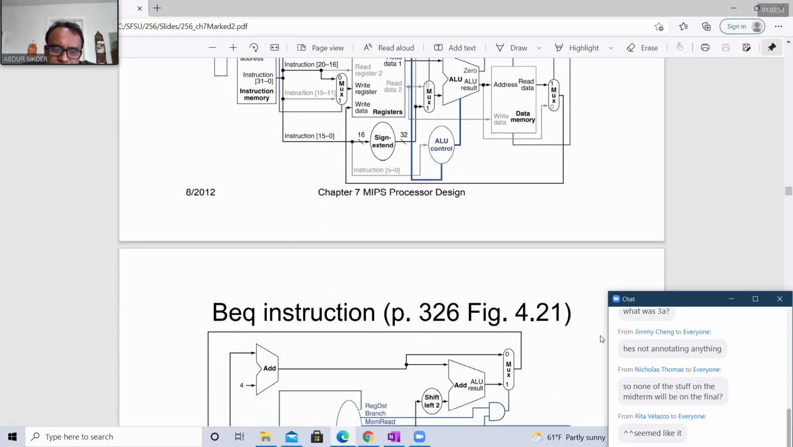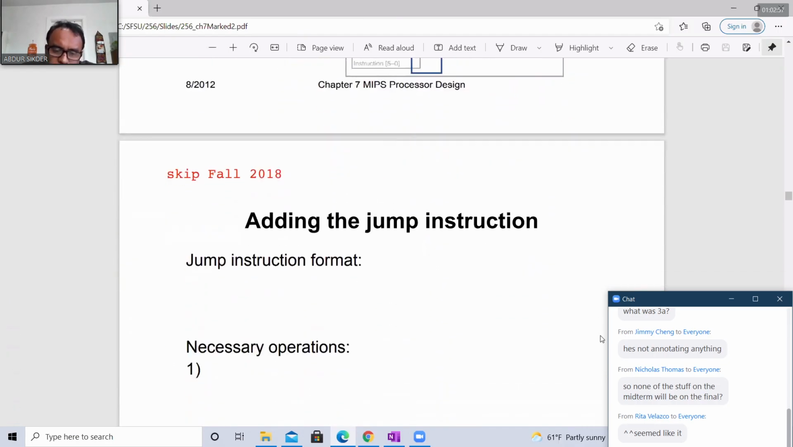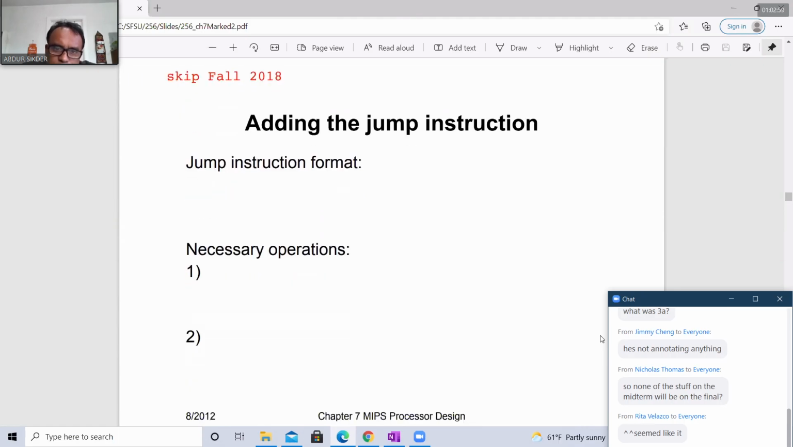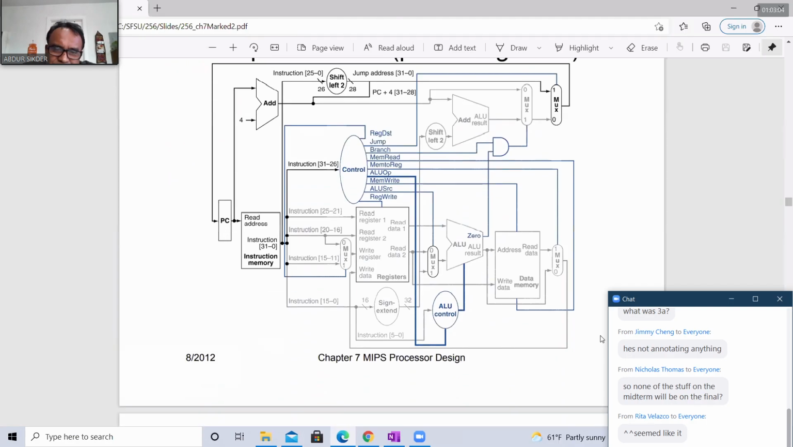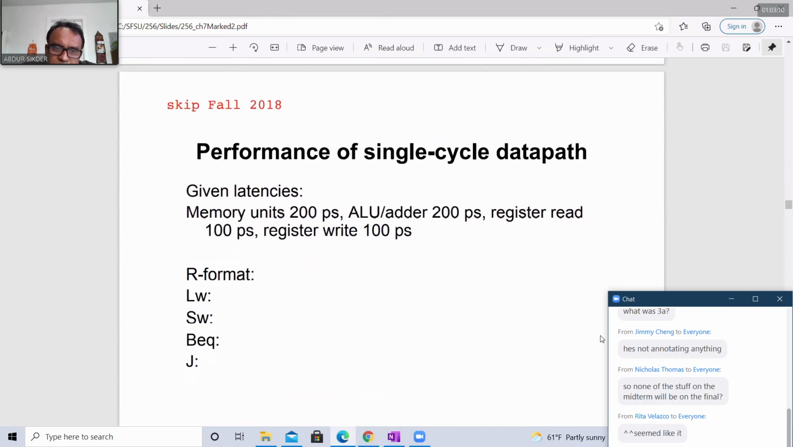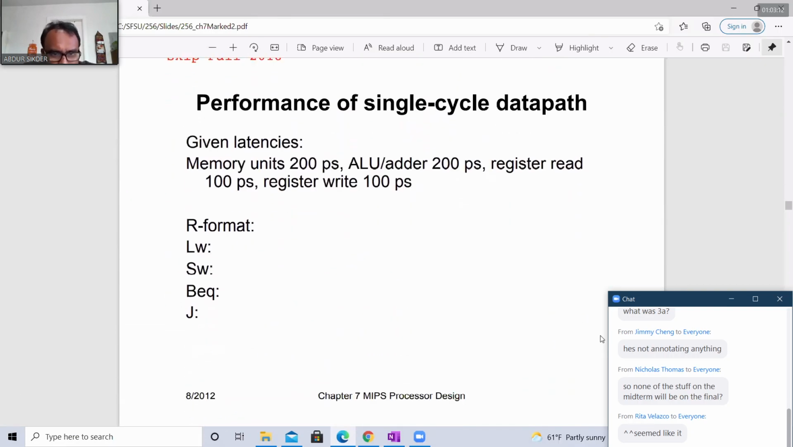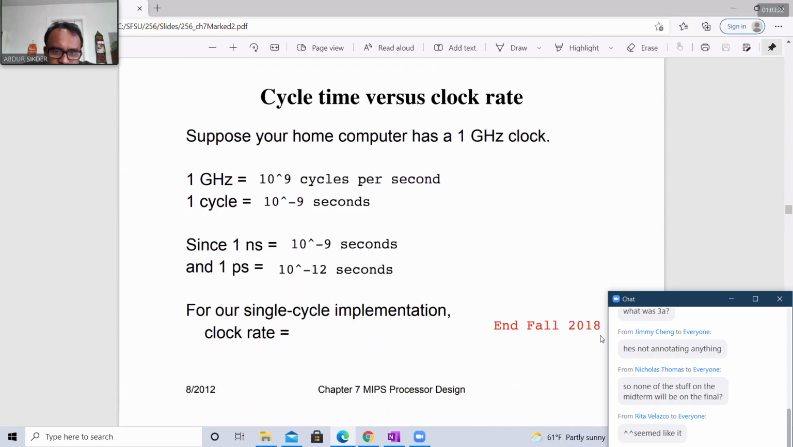Adder and multiplexer. Branch equal is a different circuit with three operations, and then the jump instruction is another circuit. Then you talk about performance. Memory units, ALU, register 800 ps and register 800 ps. So we calculate this performance.